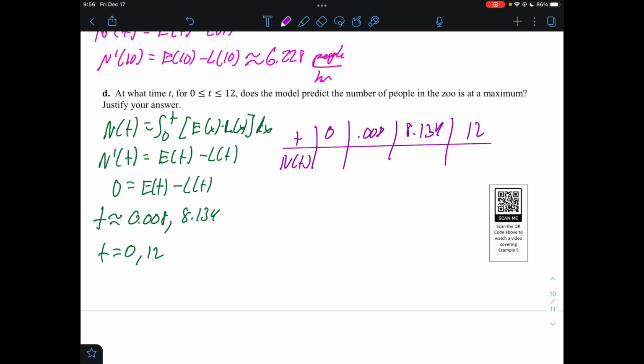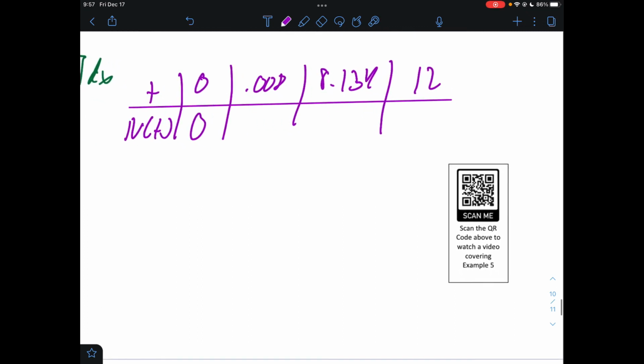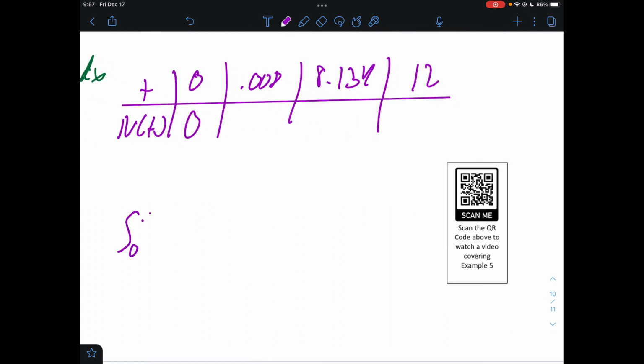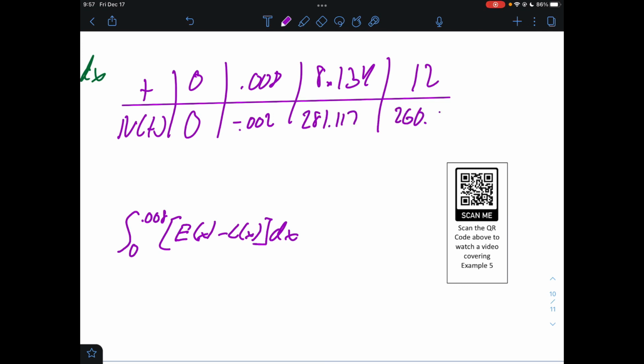Okay, so again, we're going to use our home screen here. For 0, well, at 0, there's no one in the zoo, so we know that's 0. For 0.008, remember, all you're doing is the integral from 0 to 0.008 of E of x minus L of x. So you can type that out in your home screen, and you should get a negative answer, which is probably not going to be our maximum, you would think. You're going to do that same thing for 8.134 and for 12, and the answers that we should get are these two.